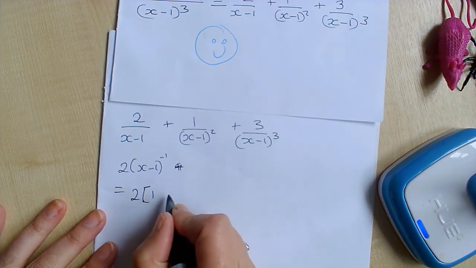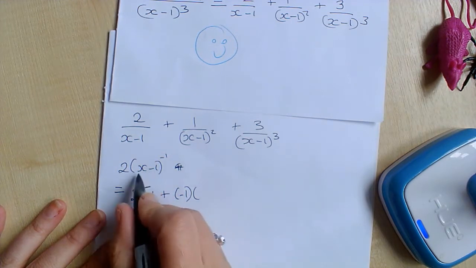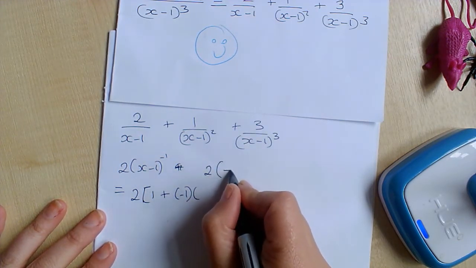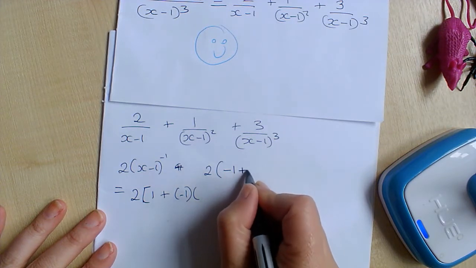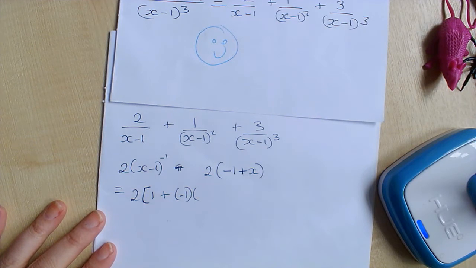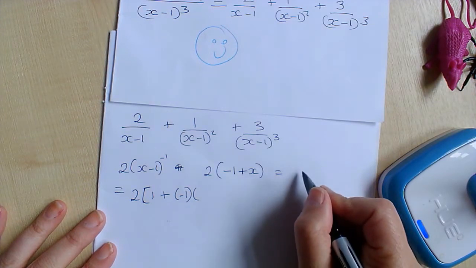And 1 plus the power times... Oh, it's the wrong way round. I don't like that. Okay. Negative 1 plus x. But doesn't it have to be 1 plus? Okay. Doesn't it? Yeah, you've got a negative 1 there.